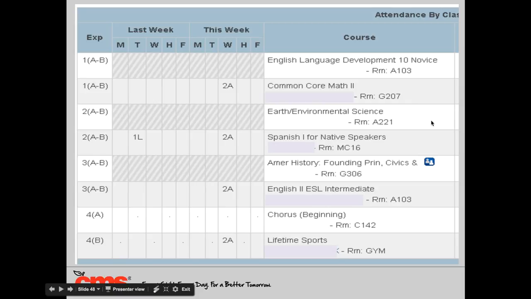This is just another example here. You can see where they had English Language Development 10 Novice, and then they've got their English 2 Intermediate, which tells me that between this first semester and this second semester, the student's English increased tremendously in that time period, so they were moved up from novice to intermediate, which is what we want all of our students to do. They've got their Math 2, Earth and Environmental Science, Spanish for native speakers, civics and economics.